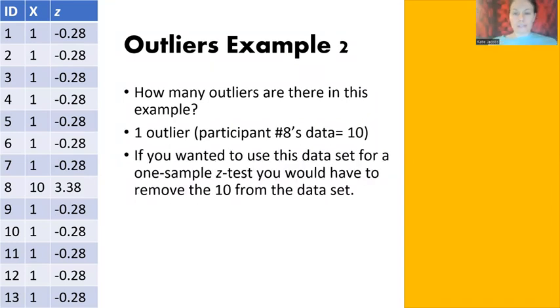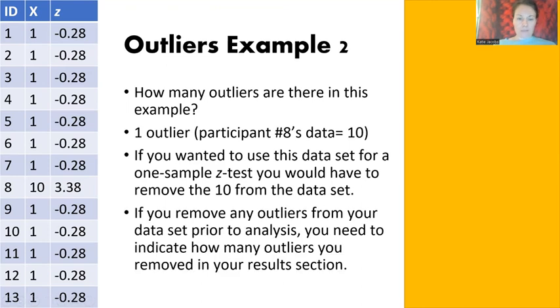So if we wanted to use this data set for one sample z-test, we'd have to remove participant 8's data, that 10, which would give us only 12 participants in our study. And if you remove any of these outliers from your data set prior analysis, you need to indicate how many outliers you removed in the results section and why.